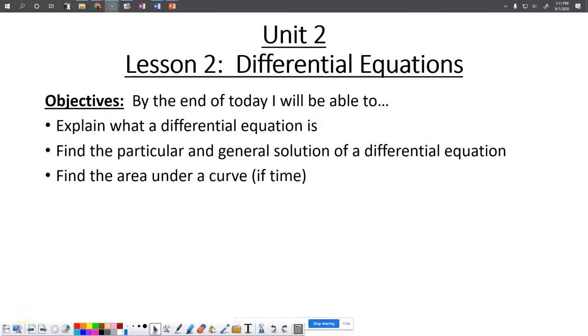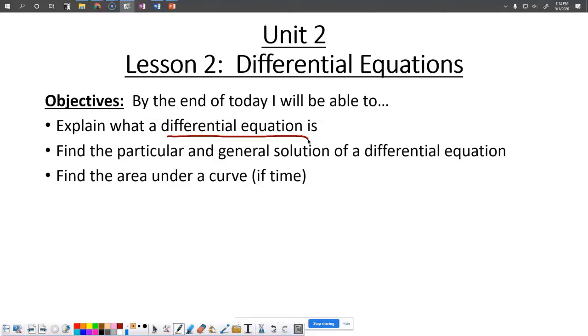All right, welcome to lesson 2 of unit 2. We're going to talk about these things called differential equations today. Hopefully you'll know what that is by the end of the day. And differential equations, like all equations, have solutions.